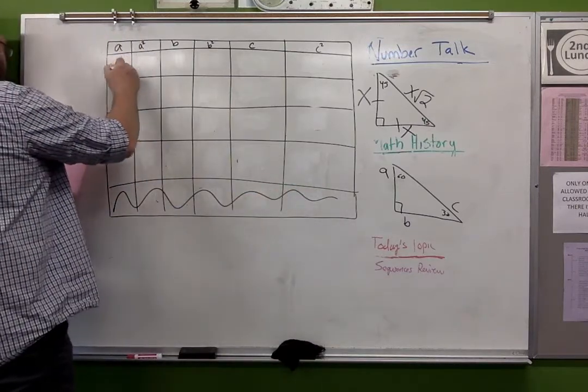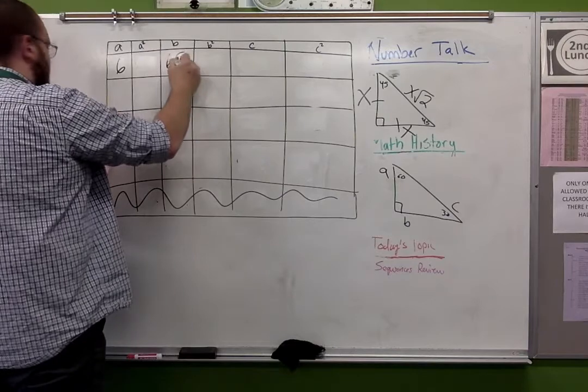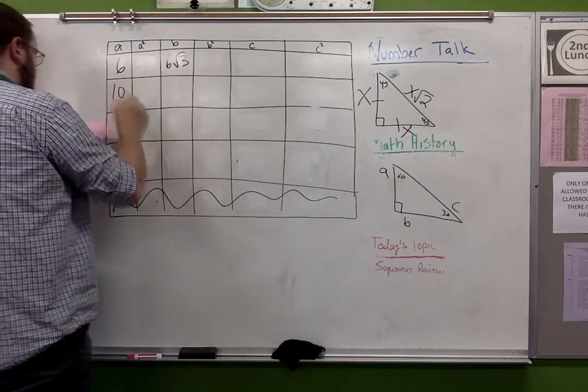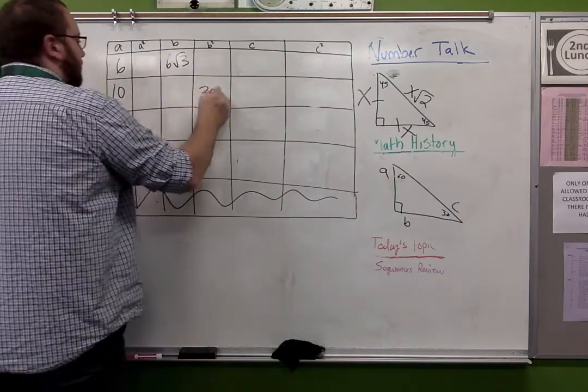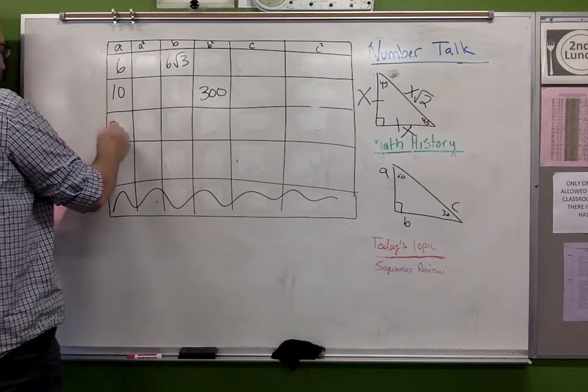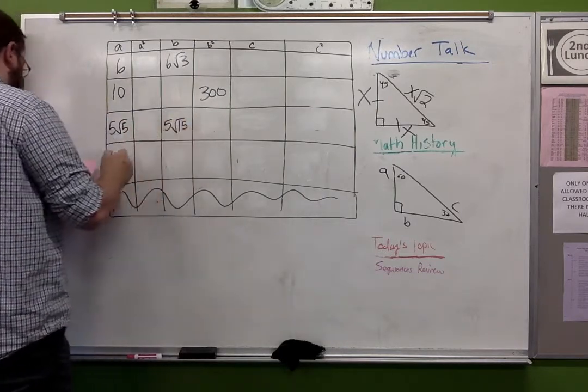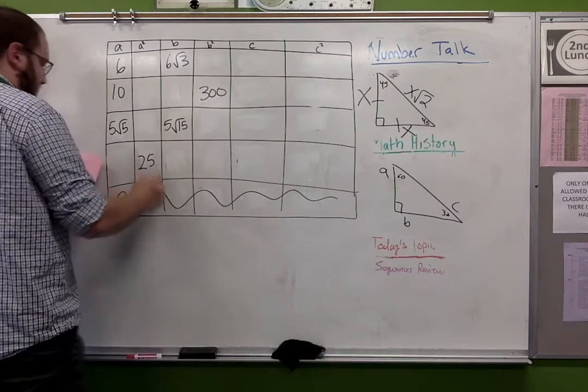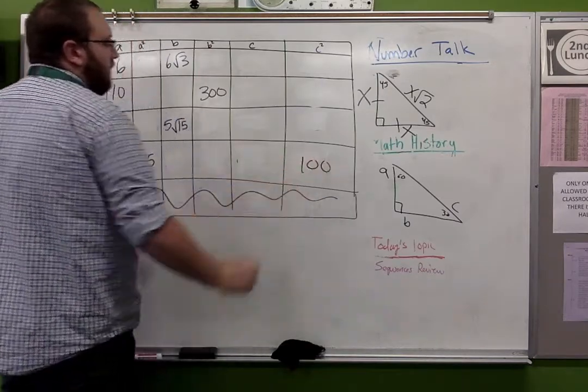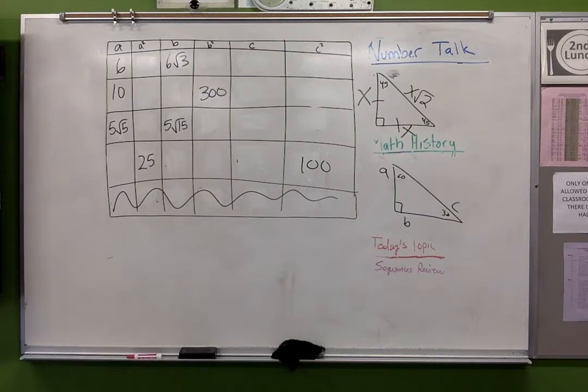Let's see, this is 6 square root of 3. This is 10. This is 300. This is 5 square root of 5. 5 square root of 15. This is 25. And this is 100. Okay, let's start filling in this chart for 30, 60, 90.